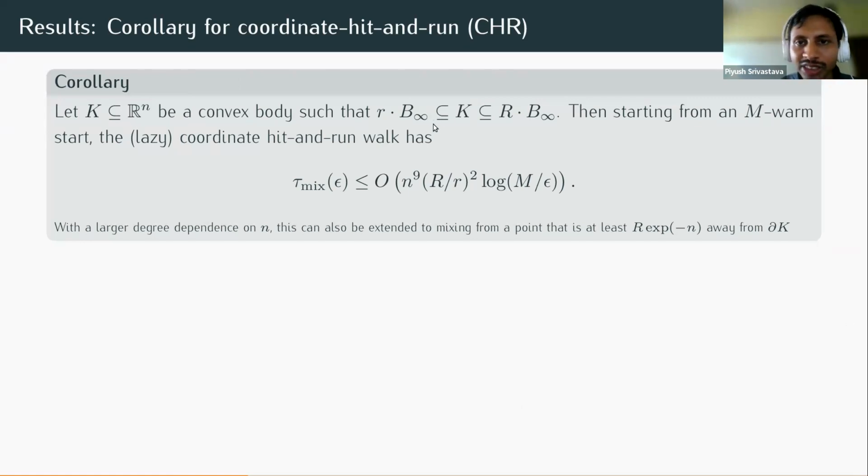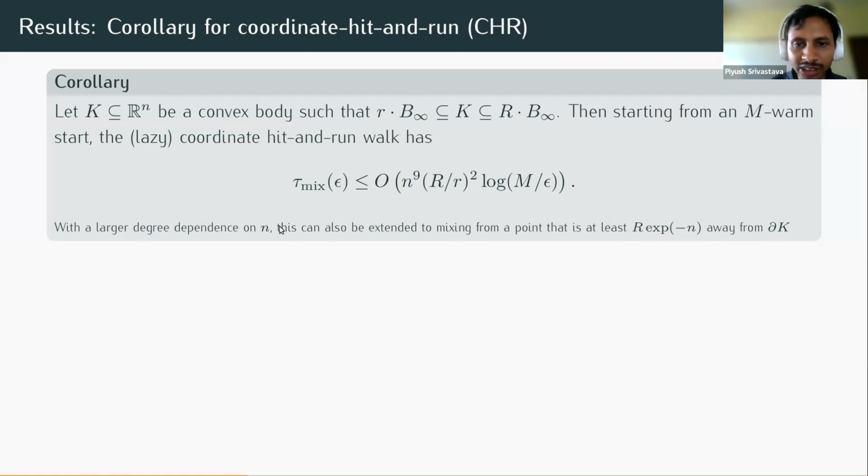So again, this thing I've changed slightly. We have a convex body, which is now, instead of the 2 ball, I'm writing the infinity ball. It's easier to write in this way. So it contains the smaller cube of side length 2r, and it's contained within the cube of side length 2 capital R. Then from a warm start, again, you have a polynomial mixing time with a logarithmic dependence upon the warmness parameter, and this can also be massaged into a mixing time from a point, as long as the point is somewhat far from the boundary, and that's not very far. Like e to the minus n, where capital R is a scaling.